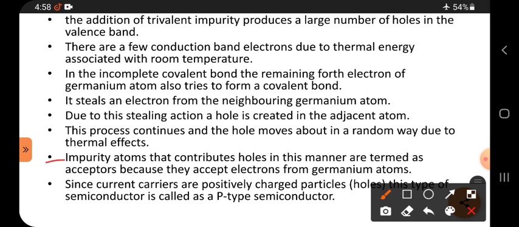Impurity atoms that contribute holes in this manner are termed acceptors. Here an impurity atom like boron produces one hole, and that hole will attract the electrons. Attract means accept the electron. So that is why they are called acceptors, because they accept one electron from a germanium atom.